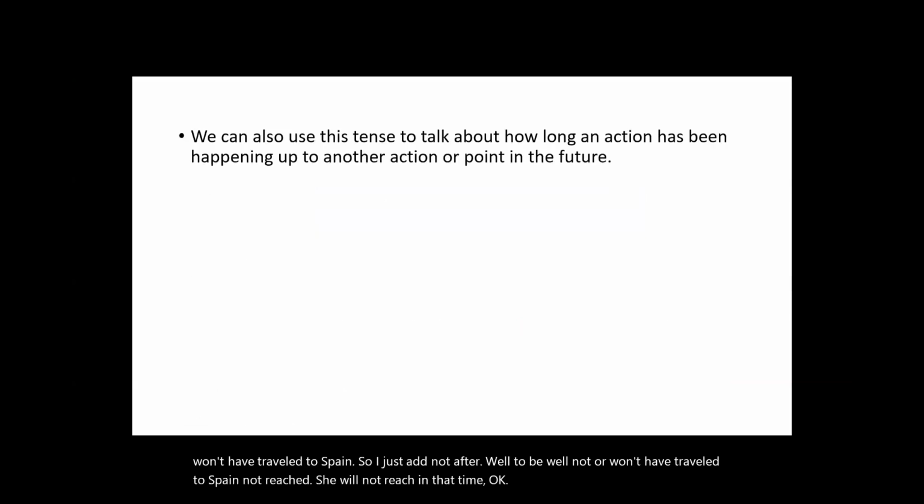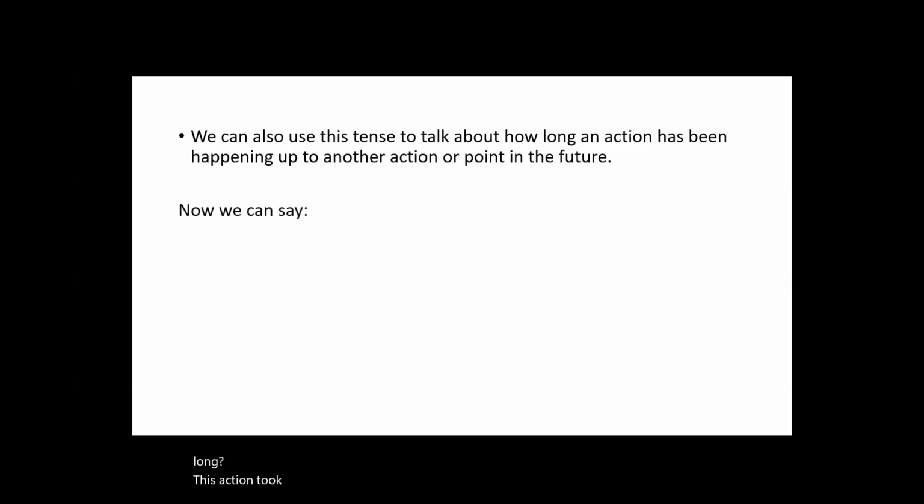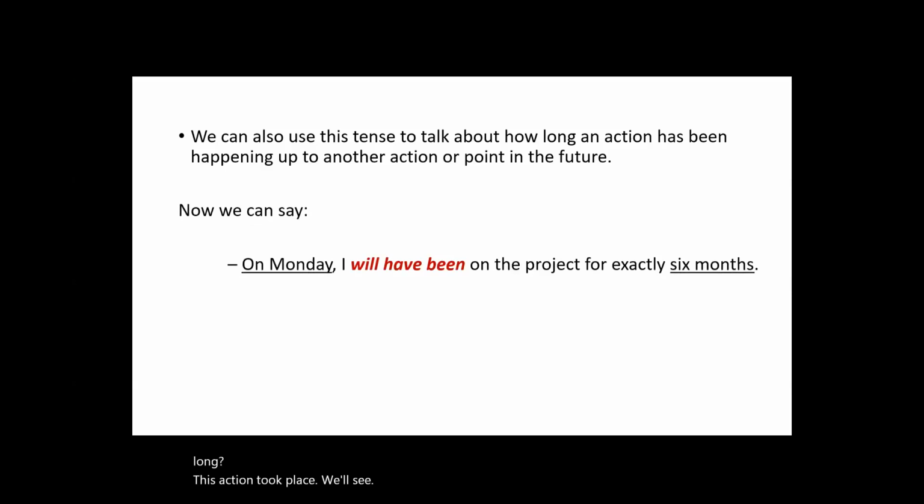Okay, well, we can also use this tense to talk about how long an action has been happening up to another action or point in the future. What's the meaning? It means how long this action took place. We'll see. On Monday, I will have been on the project for exactly 6 months. This means that when Monday comes, I'll have been on the project. I'll have worked on the project.